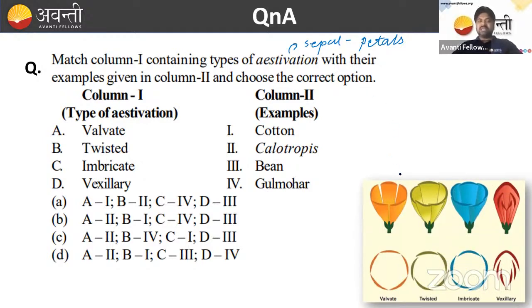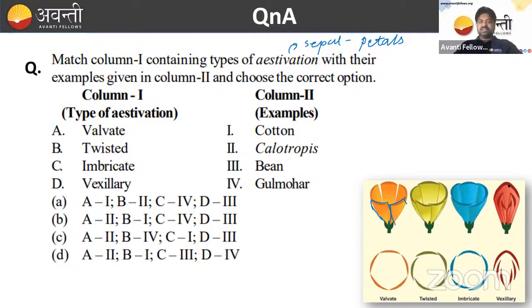You can see the different estivation here. In this type of arrangement, you can see the petals of flowers meet each other. That type of thing is known as valvate. In case of twisted, they intersect each other. In case of imbricate, you can see this type of arrangement.